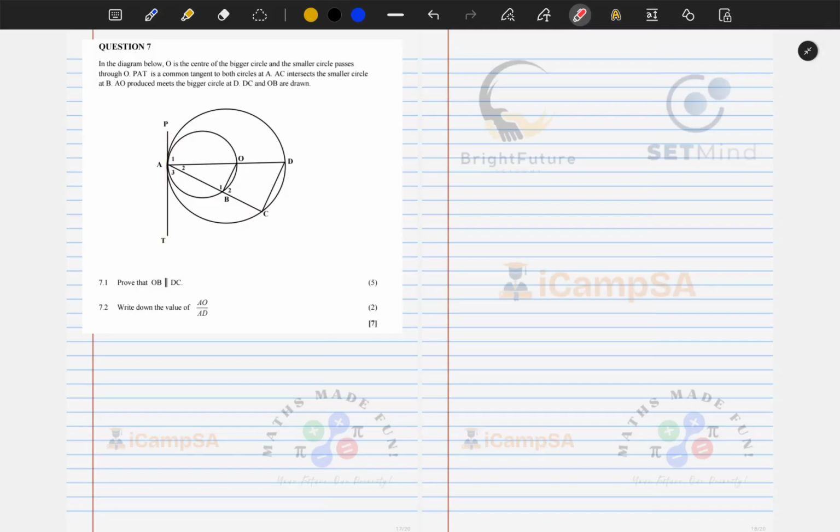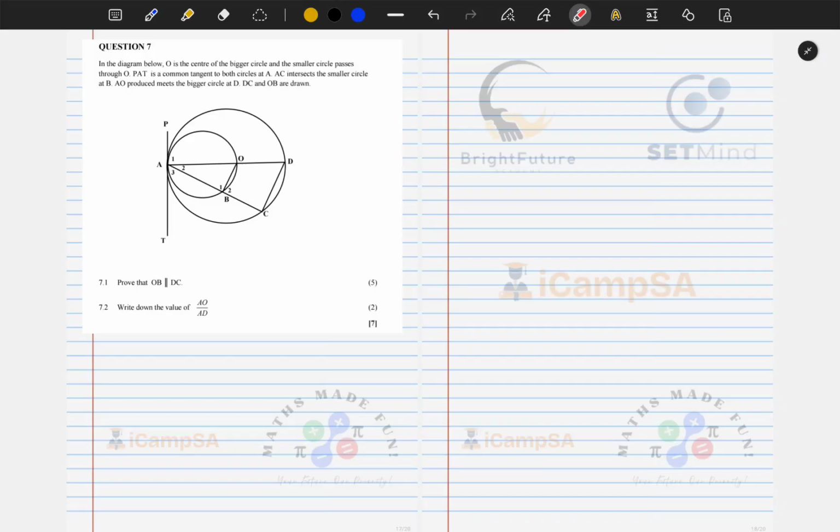AC intersects the smaller circle at B, and OA is produced and meets the bigger circle at D. So DC and OB are drawn. So DC and OB will be your chords. There are things I need you to note here. OA will be the diameter of the smaller circle, and AD will be the diameter of the bigger circle.